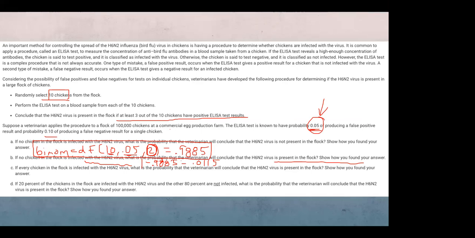So would you do binomial CDF with 10 trials at 0.1 for producing a false negative, and then would you do 8 instead of 2? Because if you have 8 negative, you're fine.